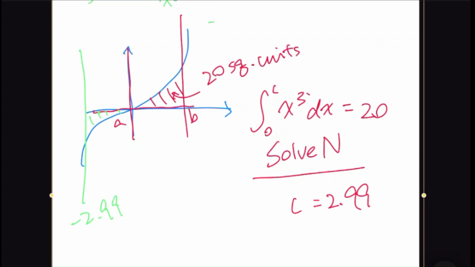Why is it 0 and c for the definite integral? Yeah, because it's bounded by the x-axis.